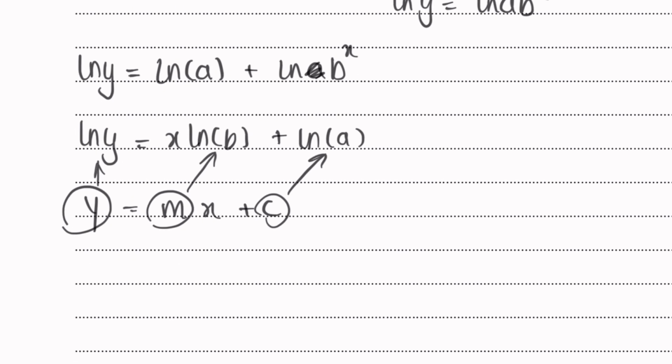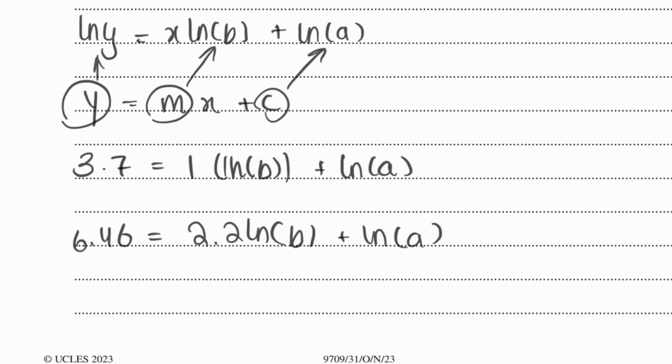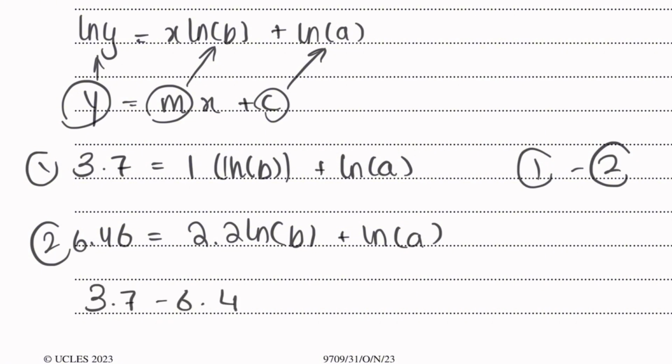Okay, so now we can use 3.7 instead of ln y, and that's equal to 1 times ln b plus ln a, and then we have another equation where we use 6.46 for ln y, and that must equal 2.2 ln b plus ln a. If I subtract equation 1 from equation 2, you're going to get 3.7 minus 6.46 equals ln b minus 2.2 ln b, and ln a is going to cancel because it's ln a minus ln a.